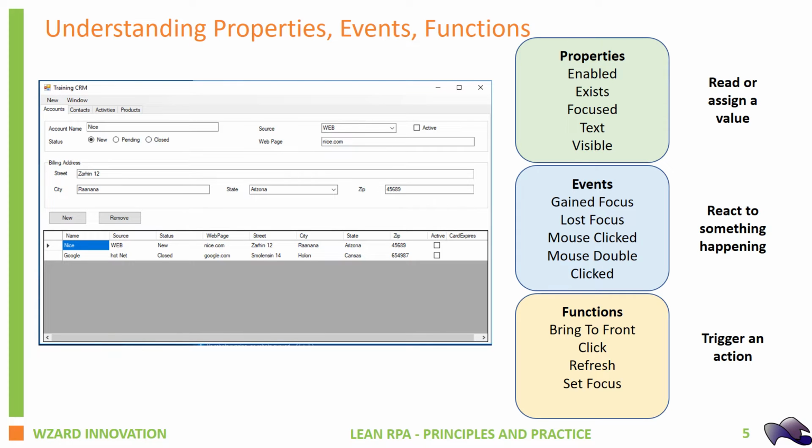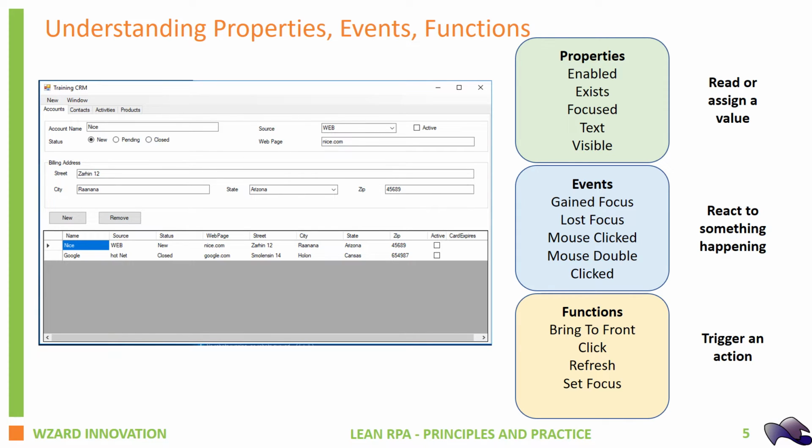What we have on the screen here is an example of a typical Windows application. You can see at the top of the screen it's called the Training CRM. It's got a menu with 2 options, New and Window, and a number of tabs underneath. Within those tabs, there are a number of different fields of varying types. Some of those fields are for data entry, like the account name, and some of them are radio buttons, such as the New Pending. There are also push buttons, like the New and Remove, and there's a data grid at the bottom that represents lots of data items in a grid.